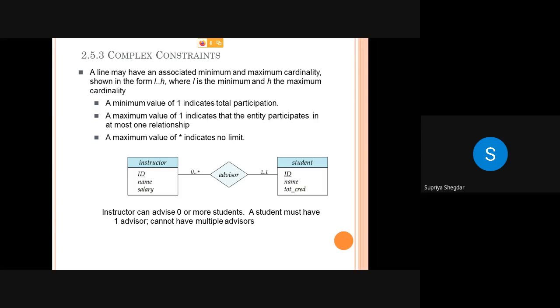And the maximum value of star indicates no limit. If we are given the H value as a star, it means there is no limit, meaning any number of entities in the entity set can participate in the relationship set. So these complex constraints, or complex cardinality, are represented by L and H. L means the minimum value and H means the maximum value.